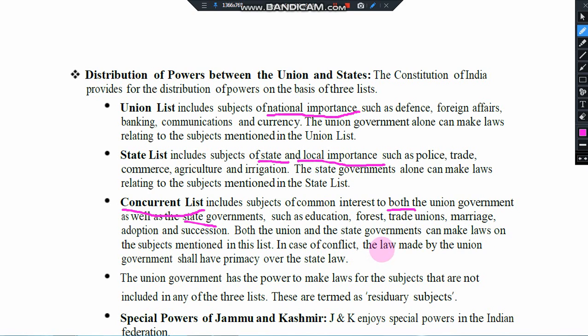In case of conflict, the law made by the union government shall have primacy over the state law. Means the central government is the most important. That's why if there is some kind of conflict, then the central union government's decision is final. The union government has the power to make laws for the subjects that are not included in any of the three lists. These are termed as residuary subjects. Means whichever subjects are not mentioned in any one of these three, they come in residuary subjects.